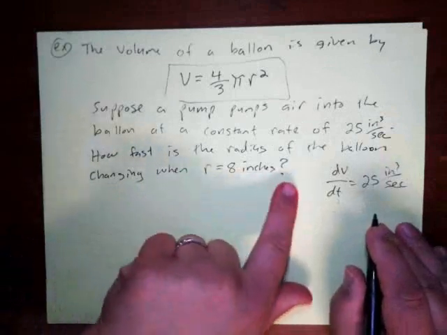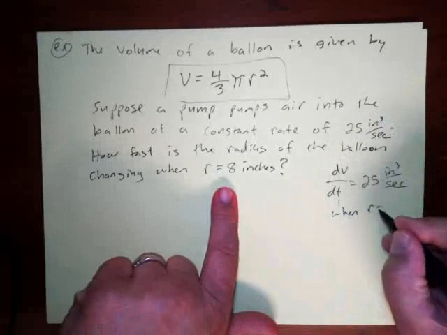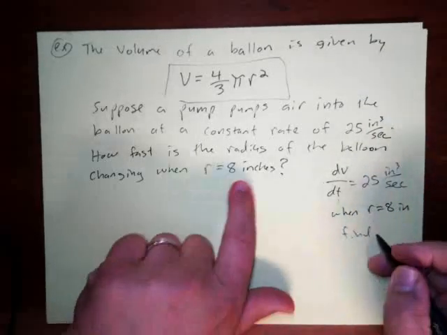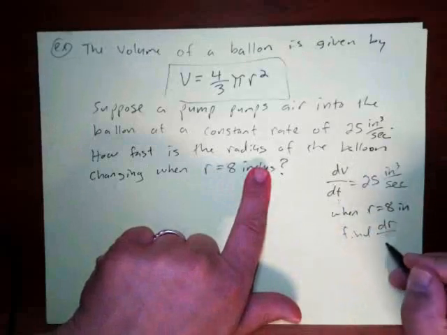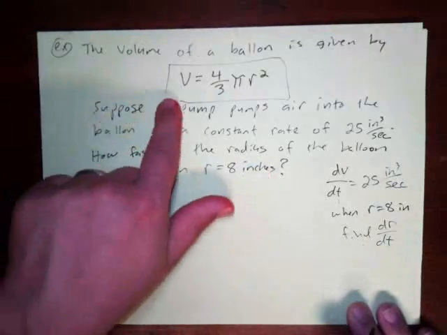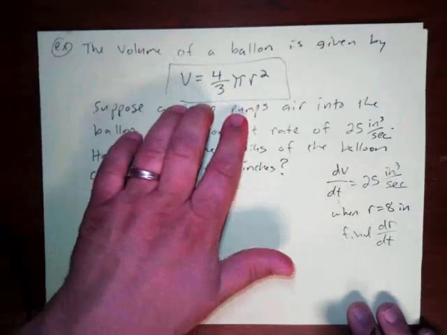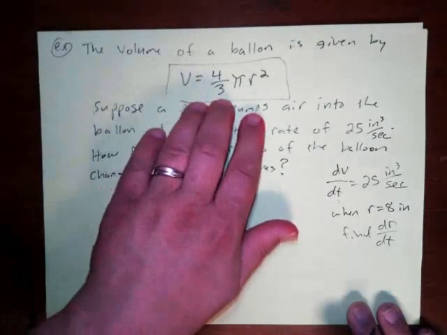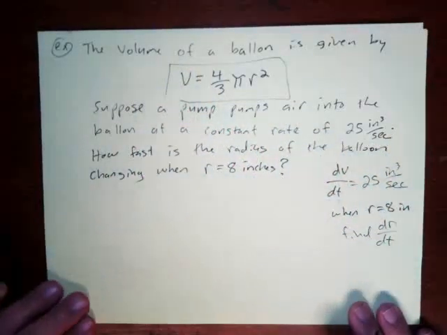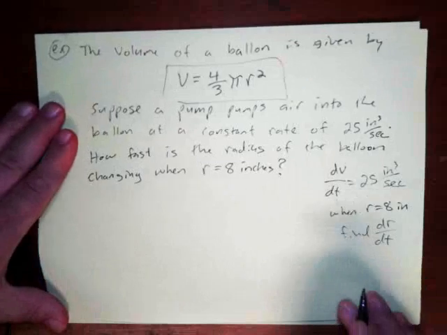Okay, then it wants to know when r is 8 inches, it wants you to find the rate of change of the radius, so dr/dt. That's what it wants you to find. So you use this equation, and you use implicit differentiation, differentiating both sides with respect to t, and you plug in the information you get to find dr/dt. Okay, so let's see if we can do this.